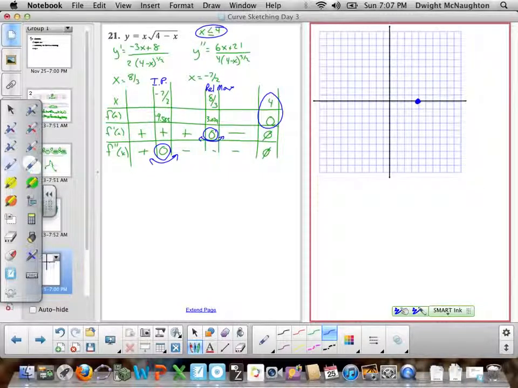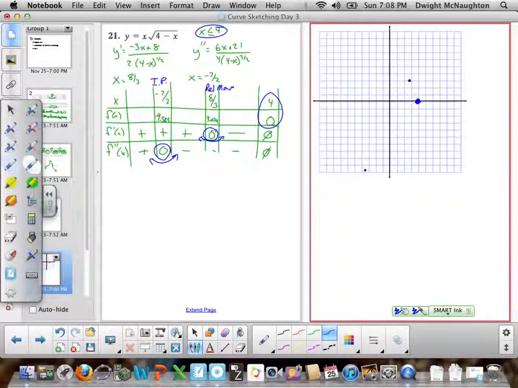We'll plot my critical numbers. My relative max at 8/3, 3.079. 8/3 is a little bit less than 3. So right there is our relative max. My inflection point at -7/2, -9.585. So -3.5, -9.5 roughly. That is an inflection point.